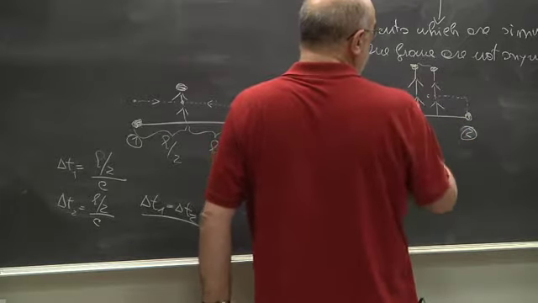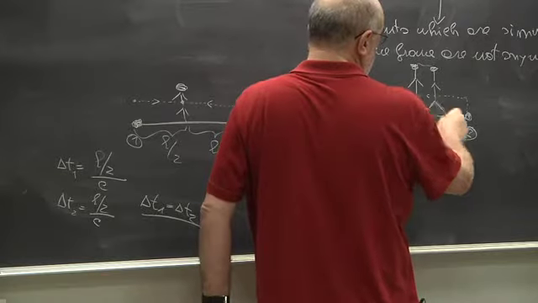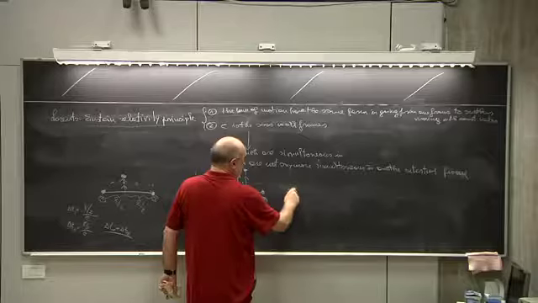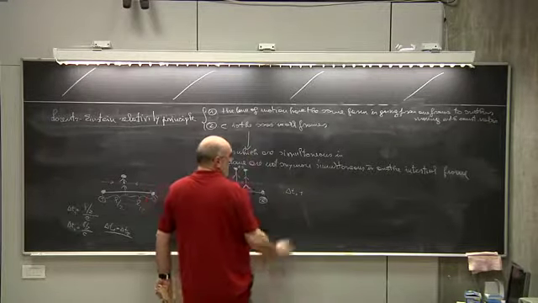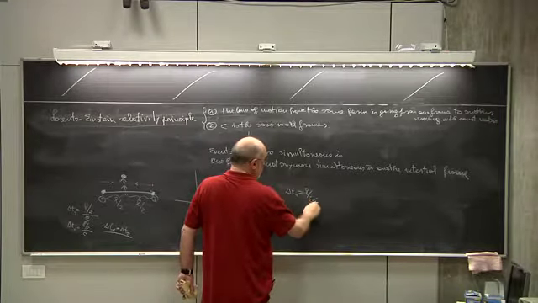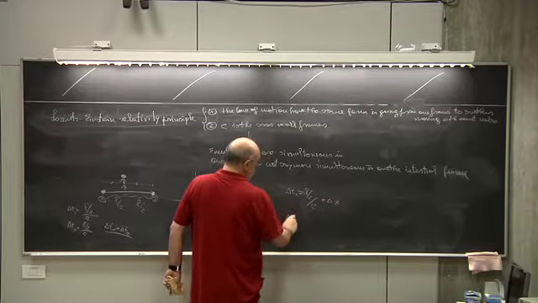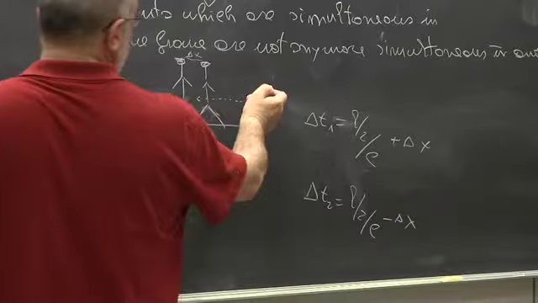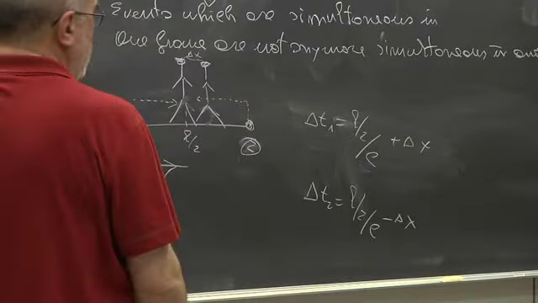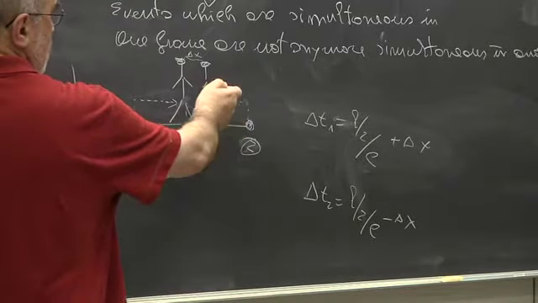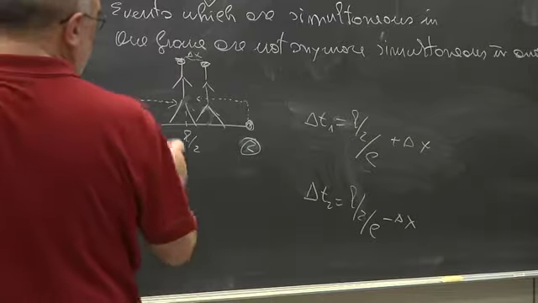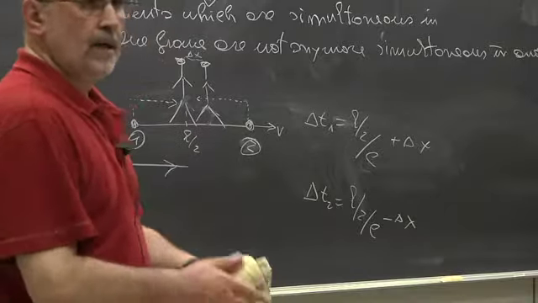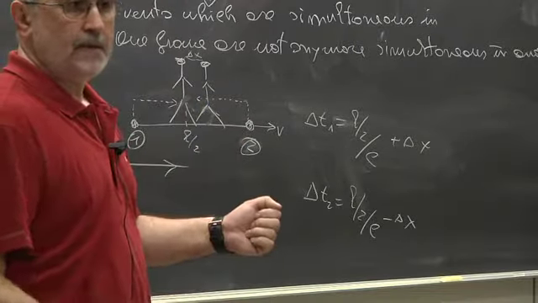Okay? And as he has moved here, there is a distance delta x, and then the interval of time delta t1 will be equal to L over 2 divided by C plus delta x, while the second interval of time is L over 2 times C minus delta x, because this beam of light does not have to travel L over 2, but it has to travel a distance that is less because this man has moved, because we are in a moving frame. Okay? So now delta t1 and delta t2 are not equal. So for him, the two events are not simultaneous.